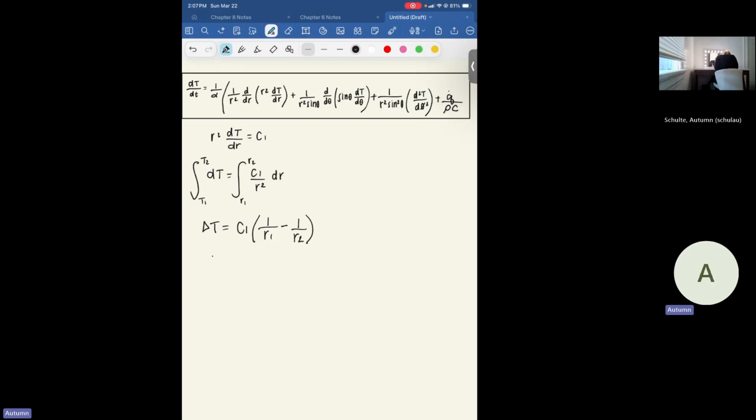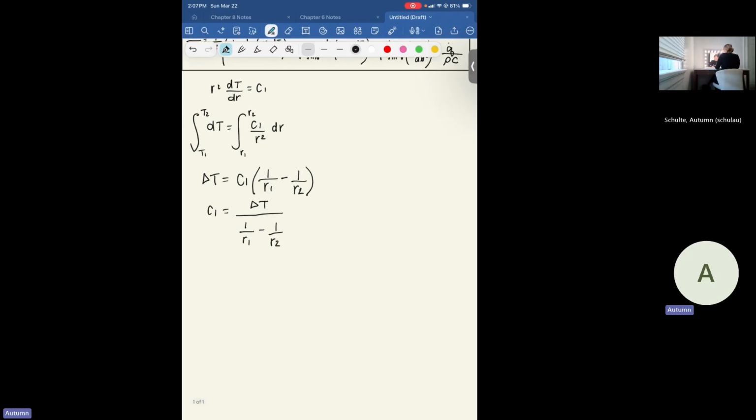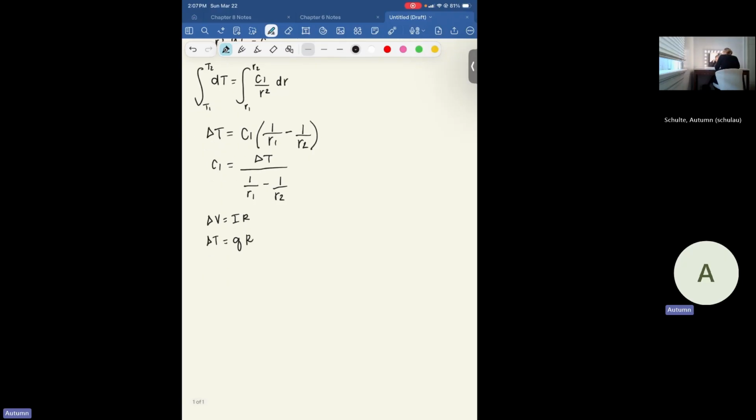Now we can solve for C1. C1 is going to be equal to our change in temperature divided by 1 over R1 minus 1 over R2. And once again, this is going to be analogous to our electrical circuits where we had our Ohm's law that was the change in voltage is equal to our current multiplied by our resistance. We can say that the change in temperature, our driving force, is equal to our heat flow Q multiplied by a thermal resistance. We know that Q can be found using Fourier's law, which is negative the thermal conductivity multiplied by the area multiplied by the change in temperature with respect to our radius.